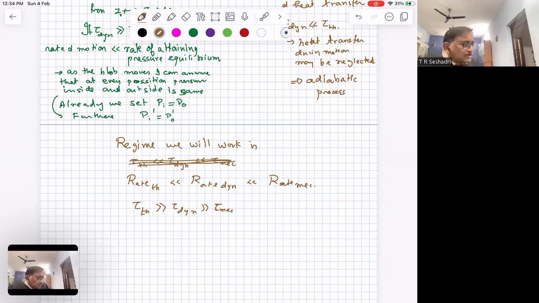Okay. Now that we have set the regime where we are working, we will proceed to say that pressure equilibrium is maintained and there is an adiabatic expansion of the blob. Using this, we will calculate what happens to the density at the new position.